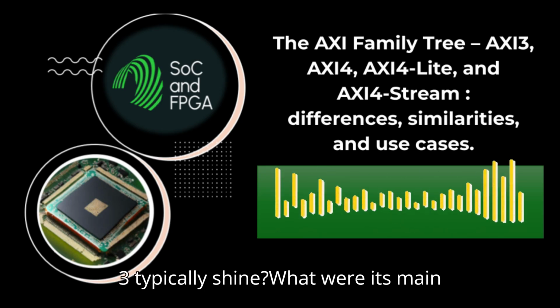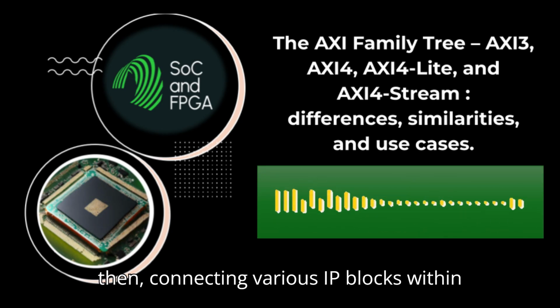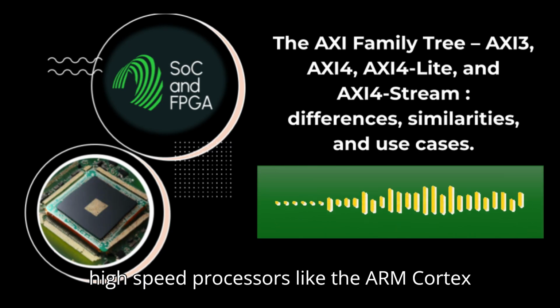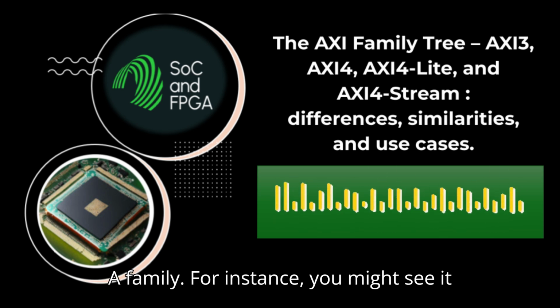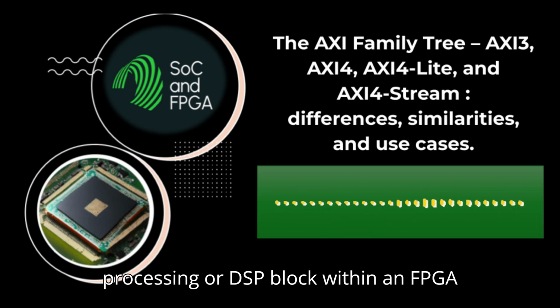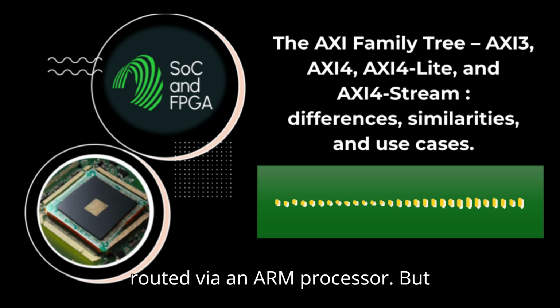Where did AXI3 typically shine? What were its main applications? AXI3 was primarily used in high-frequency systems back then, connecting various IP blocks within SoCs and FPGAs, especially alongside high-speed processors like the ARM Cortex-A family. For instance, you might see it moving data from a digital signal processing or DSP block within an FPGA to an Ethernet interface, potentially routed via an ARM processor.